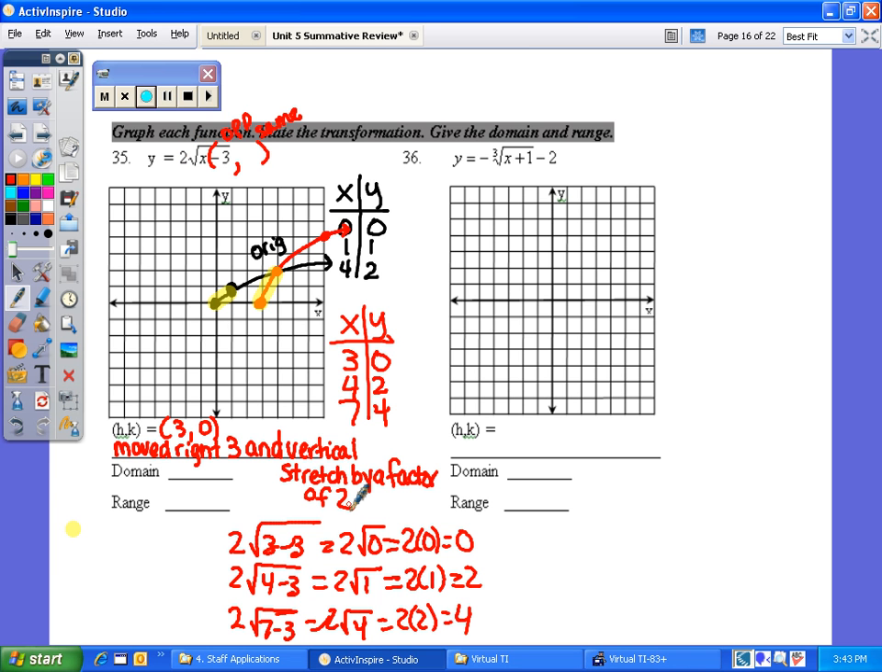Okay? So now the domain is, where did we start? We started at 3. And we went all the way to the right, which is infinity. The range, we started here at 0 and then went all the way up to infinity. So basically for domain and range, you're looking at your vertex. Alright, that's number 35. Alright, 36.